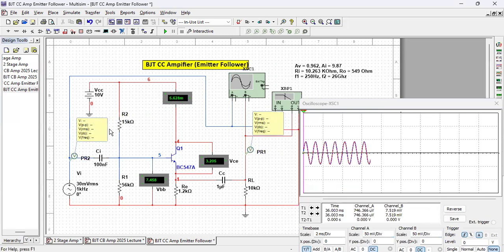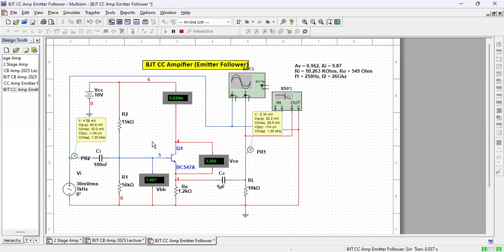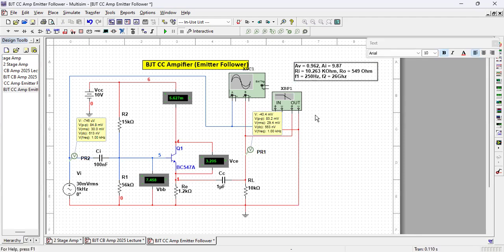Another voltmeter here at the source. Output is 83.2 millivolt, input is 84.8 millivolt. So output is a little less than the input. So actual gain is 83.2 divided by 84.8. This is equal to 0.98. So this gain is 0.98.